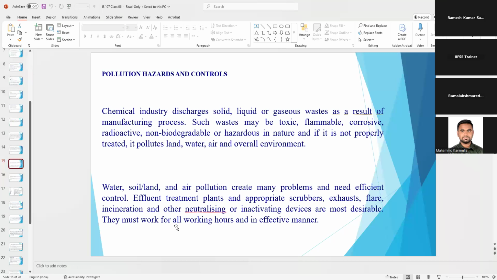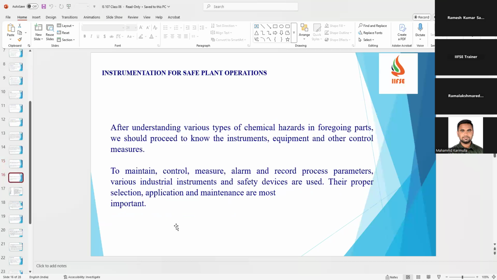So it should be always 24/7. Whenever your processes are active, whenever your process is running, all these control devices should be in active mode so that we can avoid the pollution.